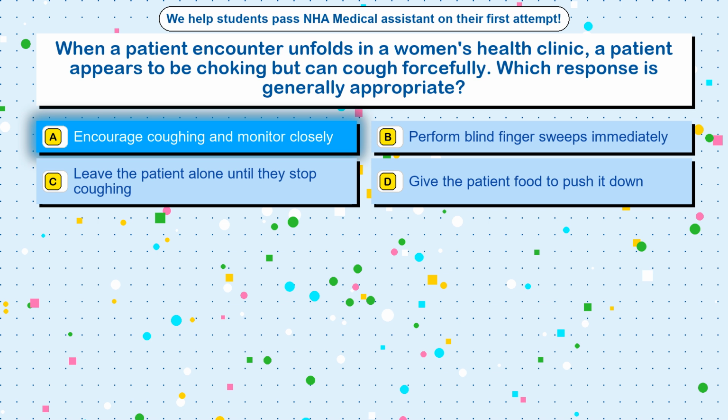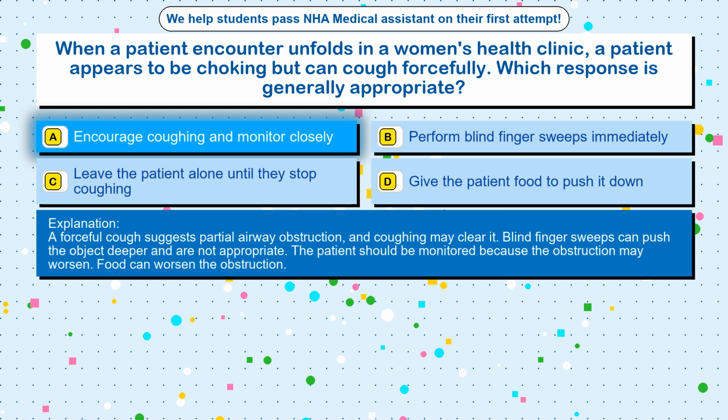Encourage coughing and monitor closely. A forceful cough suggests partial airway obstruction, and coughing may clear it. Blind finger sweeps can push the object deeper and are not appropriate. The patient should be monitored because the obstruction may worsen. Food can worsen the obstruction.